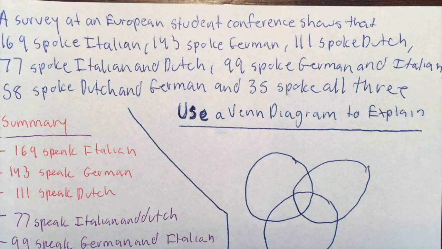All right, so this is an example of a non-mutually exclusive problem. Here's the question. A survey at a European student conference shows that 169 spoke Italian, 143 spoke German, 111 spoke Dutch. Also, 77 spoke Italian and Dutch, 99 spoke German and Italian, 58 spoke Dutch and German, and 35 spoke all three. What we have to do here is use a Venn diagram to explain all the information that was given to us.